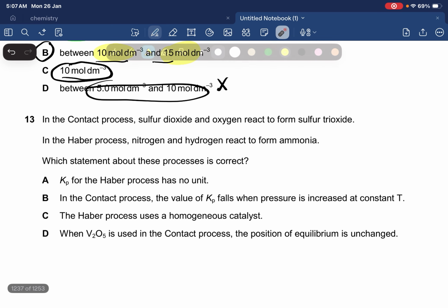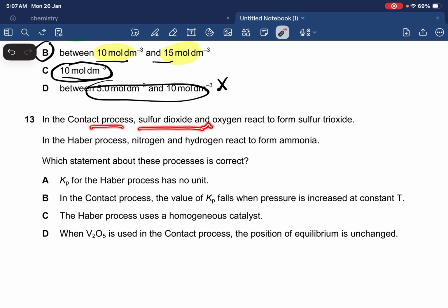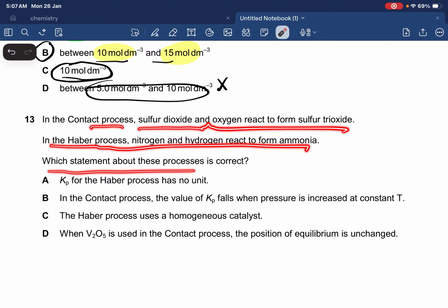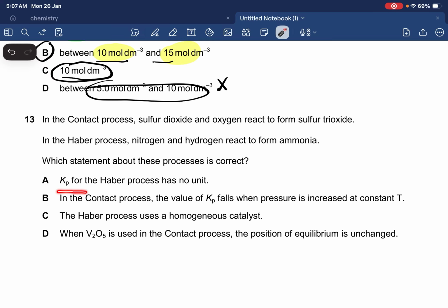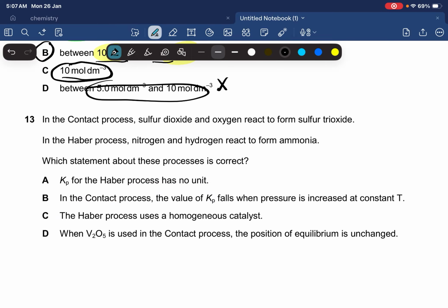In the contact process, sulfur dioxide and oxygen react to form sulfur trioxide. In the Haber process, nitrogen and hydrogen react to form ammonia. Which statement about the processes is correct? Kp for the Haber process has no unit. We got to figure it out. Kp for the Haber process.